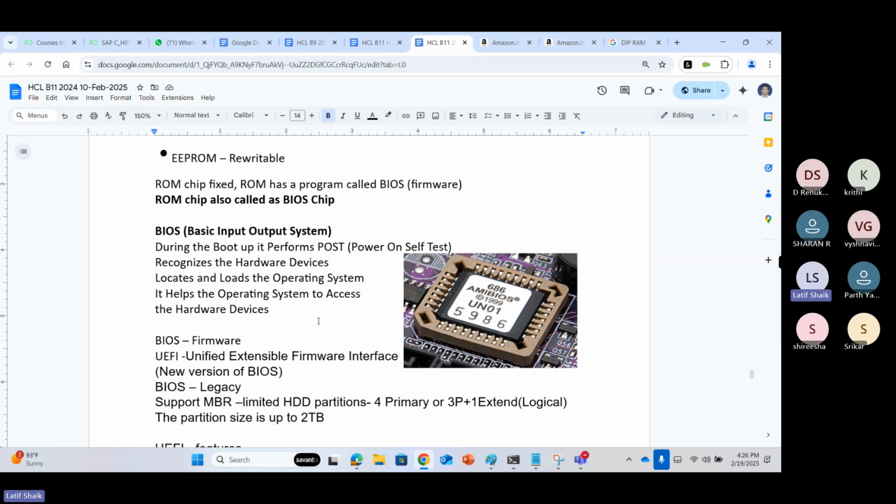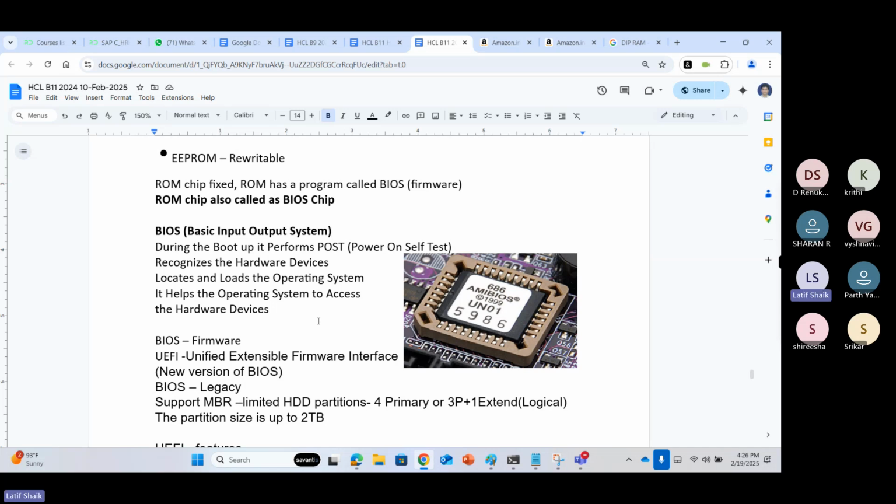It will tell you the priority order of operating system loading. In our systems, we have different priority orders. The OS has to be loaded from CD-ROM or pen drive or hard disk or network. That list of priority is given by your BIOS only. And BIOS also helps your operating system access hardware devices.